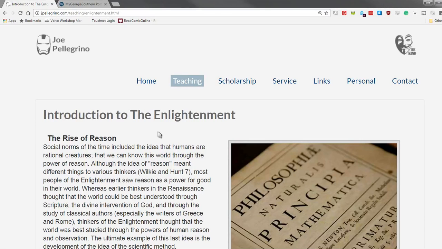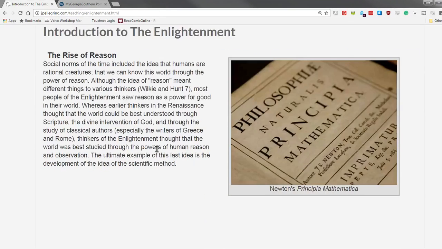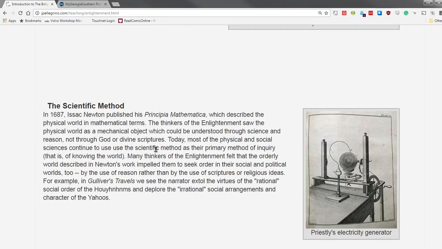Newton's Principia Mathematica, right? The creation of the calculus, whether you believe it's Newton that created the calculus or Leibniz that created the calculus first. This idea of thinking about the world rationally is what comes to us from the Enlightenment. And here is that scientific method. This becomes this idea that the world is mechanistic. The world is a mechanical object.